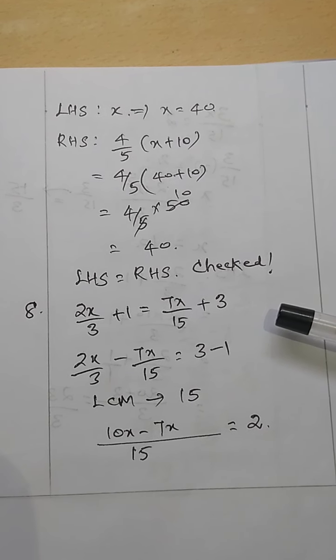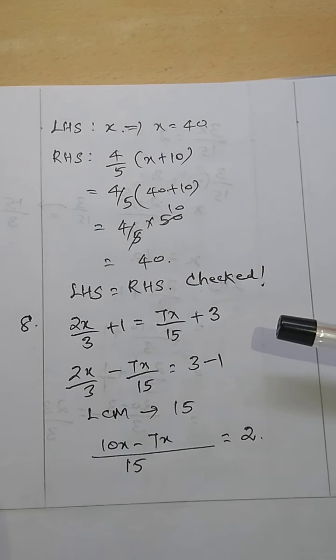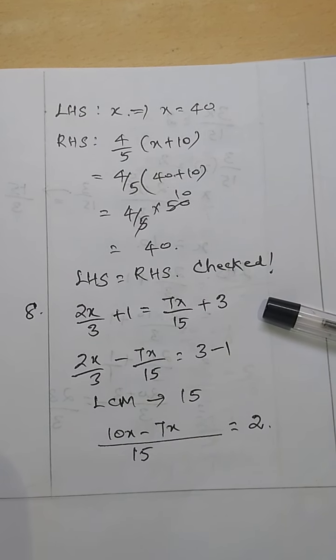Now we go to the eighth question. The eighth question goes like this. 2x by 3 plus 1 is equal to 7x by 15 plus 3.